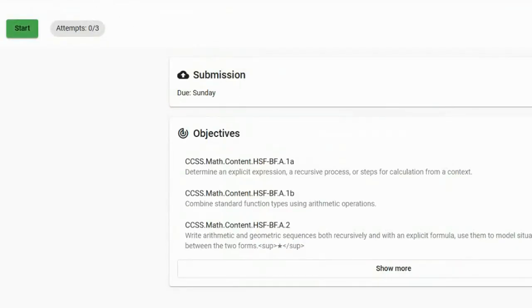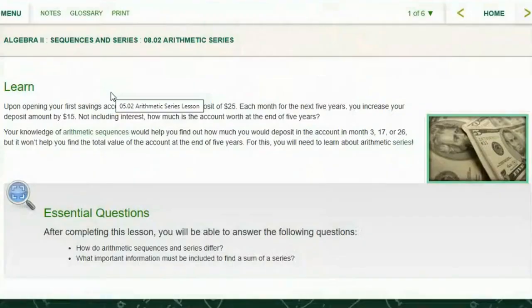Let's go look at arithmetic series. Arithmetic series are related to sequences. There's just a little bit of difference. So let's say you start a bank account and you make your initial deposit of $25.